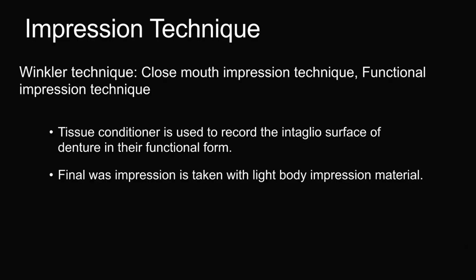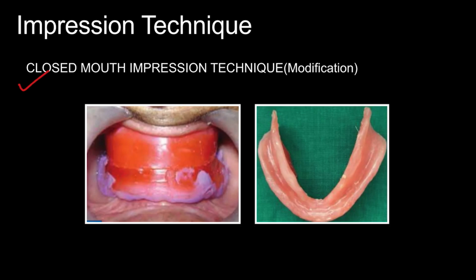Moving to the impression techniques for residual ridge impression. The first one is Winkler's technique, which is closed mouth impression technique. Here, tissue conditioner is used for the functional impression and final impression is obtained with light body impression material. In this modification of closed mouth technique, after recording the vertical dimension, the functional impression is taken with light body.